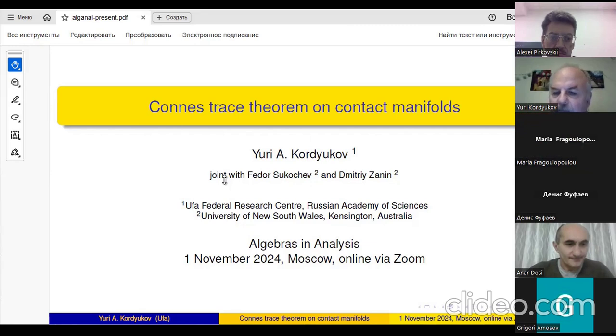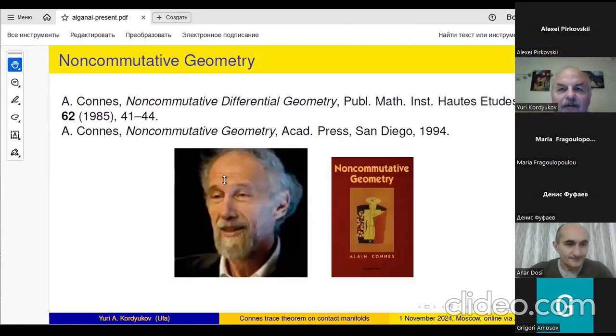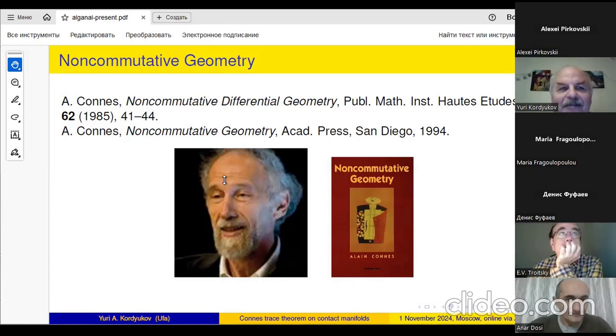Okay, this is about non-commutative geometry, and probably there is no need to talk about this at this seminar, but just in case, these are the basic sources for non-commutative geometry and its creator, Alain Connes. And actually, I will talk about one specific aspect of non-commutative geometry.